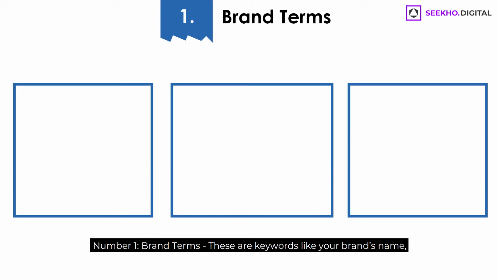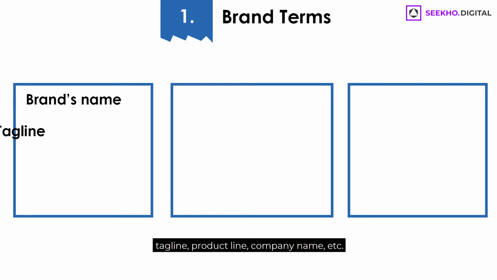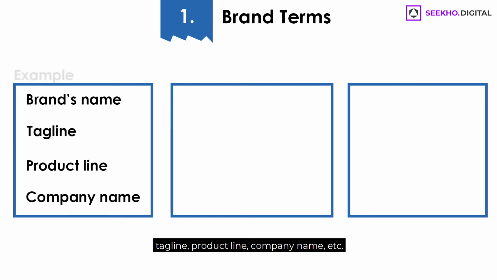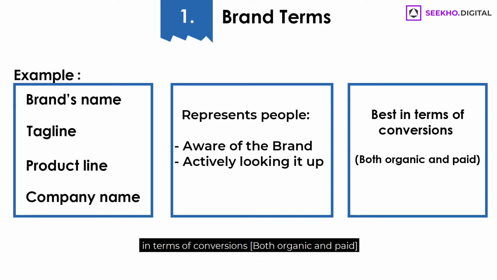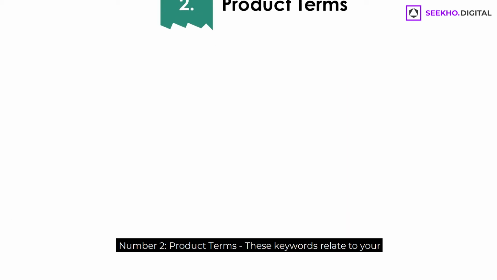Number 1. Brand terms. These are keywords like your brand's name, tagline, product line, company name, etc. These represent the people who are already aware of your brand and are actively looking you up. These might not lead to a vast number of impressions, but these are potentially the best in terms of conversions, both organic and paid.